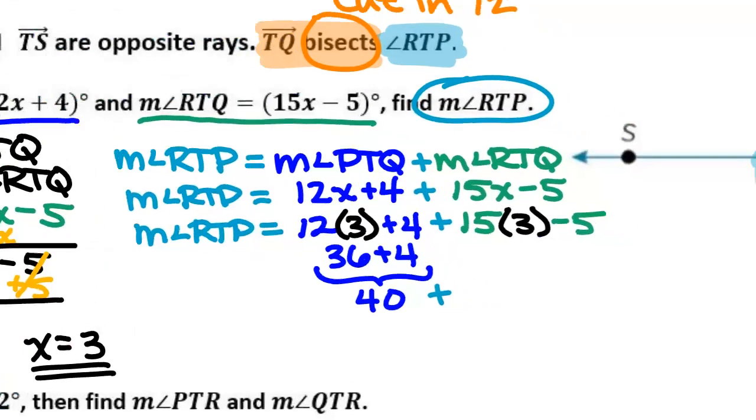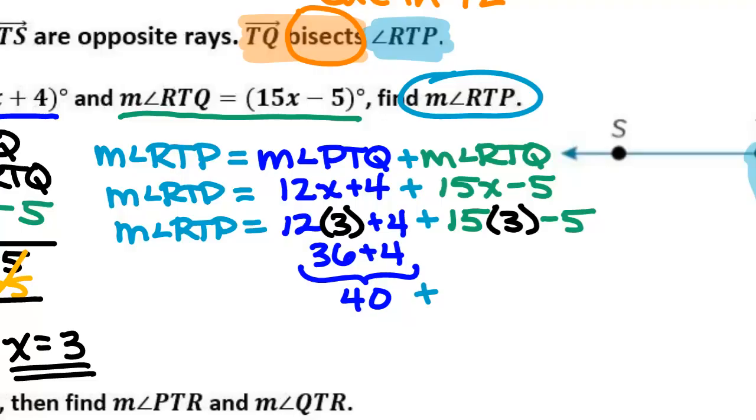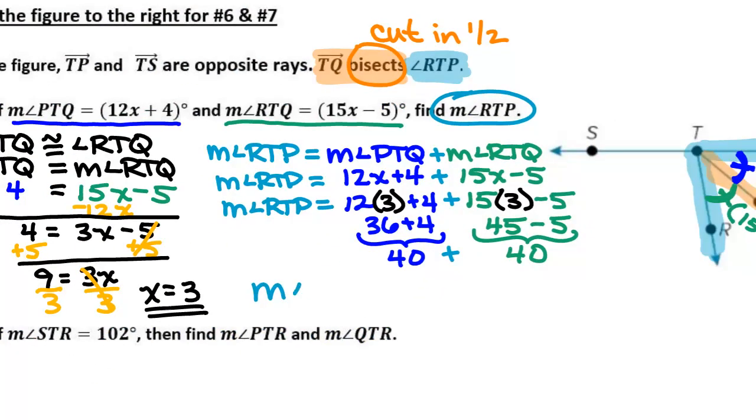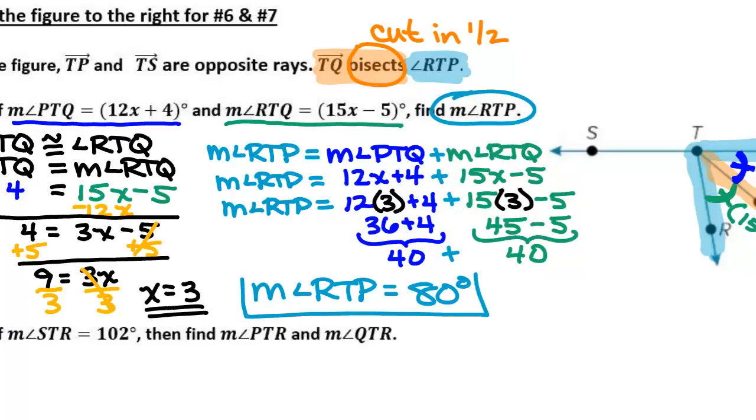15 times 3? 45. Minus 5? 40. So how big is angle RTP? 80 degrees. Measurement of angle RTP is 80 degrees.